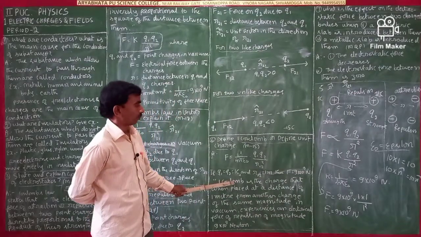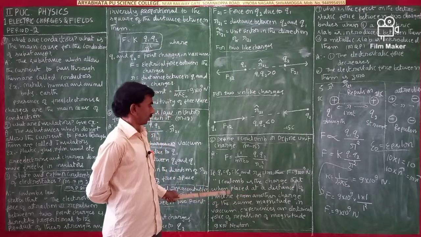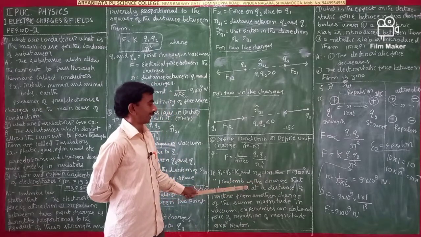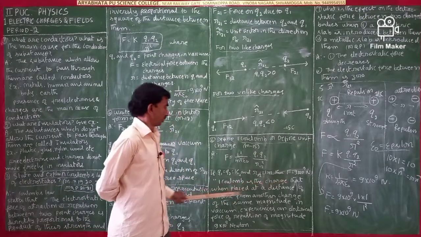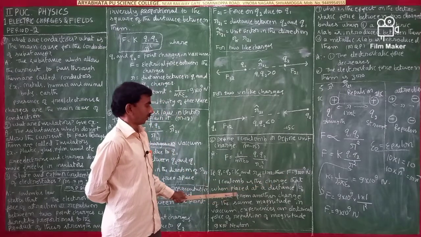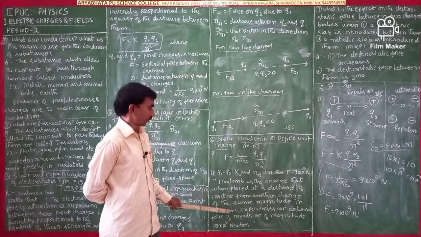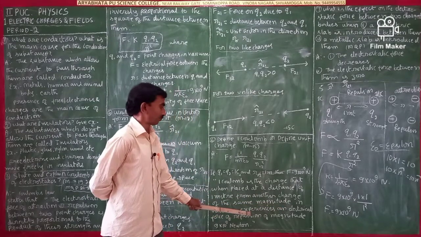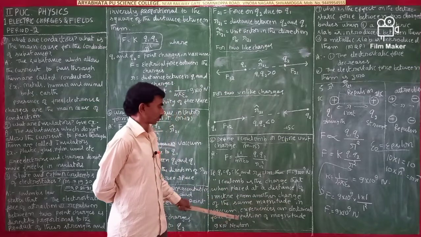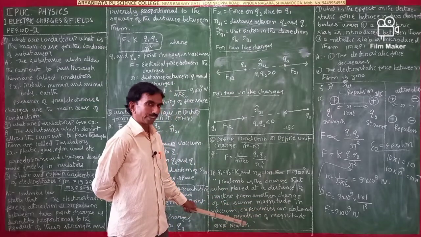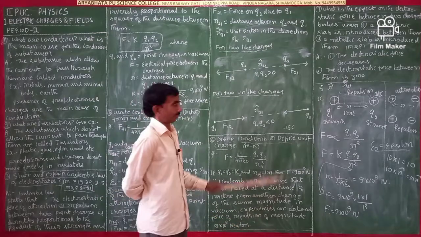Listen carefully. 1 Coulomb is the charge that when placed at a distance of 1 meter from another charge of the same magnitude in vacuum, experiences an electrical force of repulsion of magnitude 9 into 10 to the power of 9 Newton.